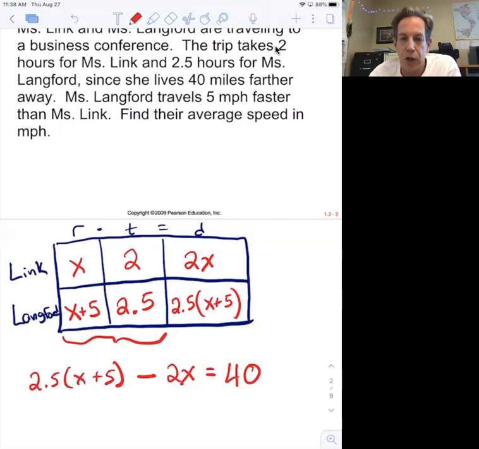So the whole purpose of the chart really is just to get to this equation, okay? So the chart allows us to figure out an expression for each person's distance. Then we have to go through and set up the equation from there, okay?